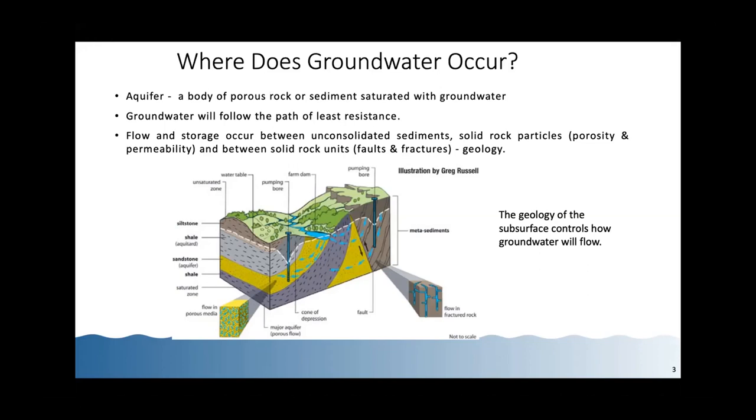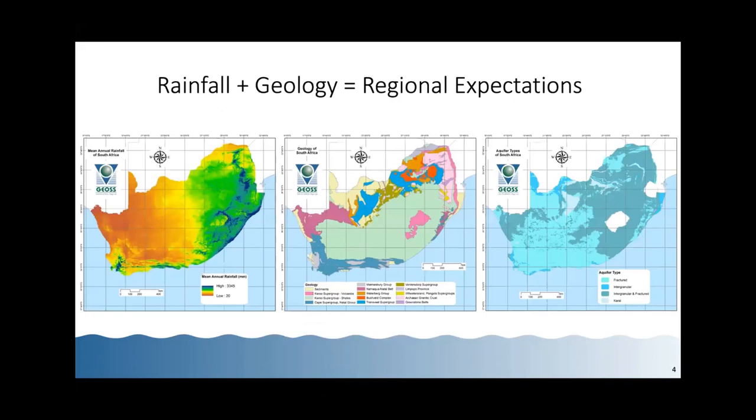And that basically comes down to geology, to your specific site geology. As I mentioned, the geology of the subsurface controls how groundwater will flow. The two main driving forces behind the occurrence of groundwater are rainfall and geology. Rainfall will introduce recharge of water into your aquifer. So normally in an area where you have higher rainfall, you can expect larger volumes of groundwater, higher yields, and also a positive effect on your groundwater quality.